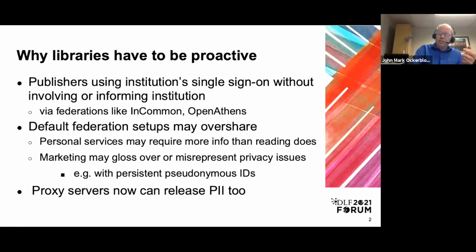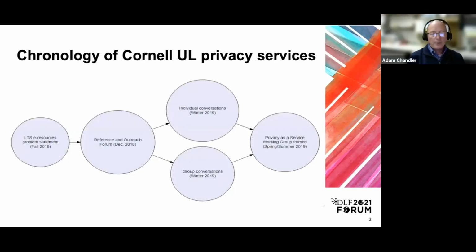We also realized that the issue was not just with single sign-on through Seamless Access, but also that proxy servers in some cases can release personal information as well. So in the Cornell example, we knew about this years ago, that we needed to pay more attention to this area, but could never quite get ourselves organized to do it.